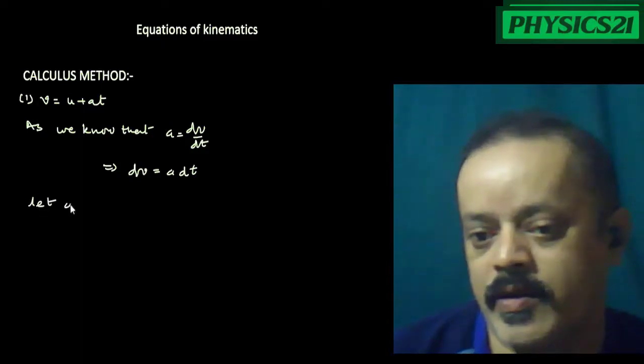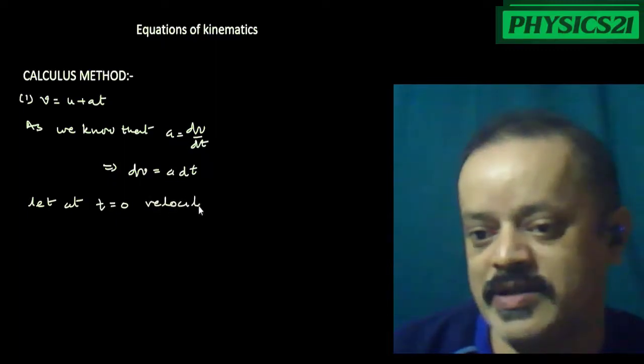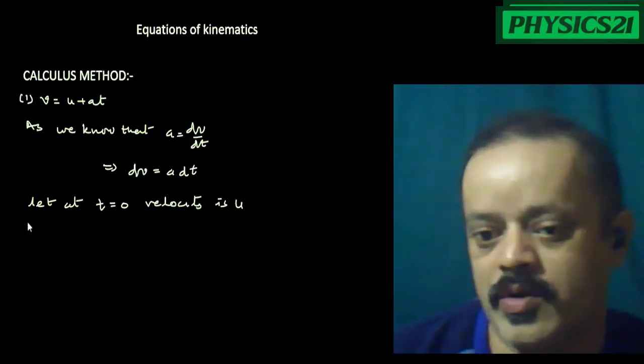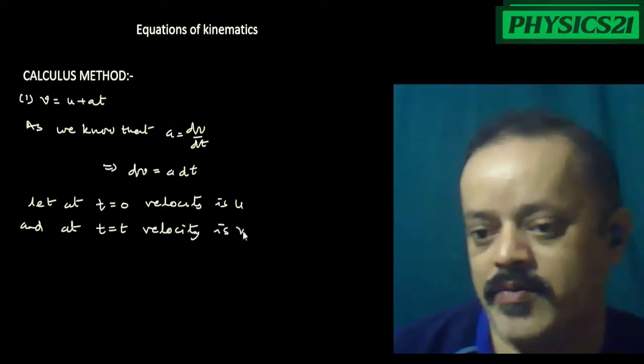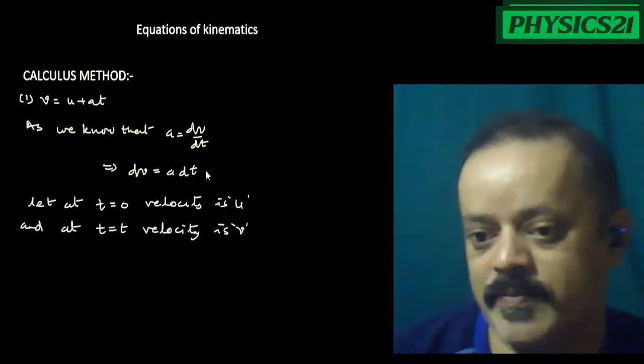Let at t is equal to 0, velocity is u, and at t is equal to t, velocity is v. Now integrate the above equation for the appropriate limits.